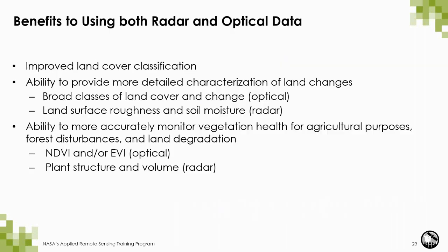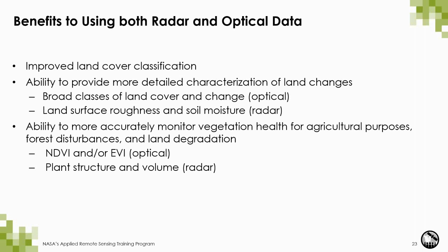There are added advantages of utilizing these unique features of both optical and radar data to improve upon our land cover classification. And that's what we'll be doing today with our exercise. Using both data sets can provide more detailed characterization of land cover changes. For example, optical data can be used to identify broad classes of land cover or change, and then radar can be used to identify the attributes of those classes, like surface roughness or soil moisture. This can be especially useful for agriculture, forest disturbance, and land degradation.